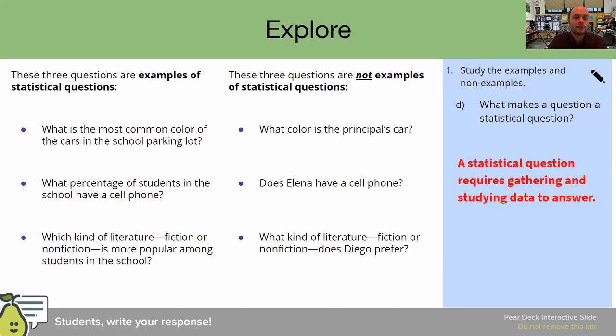Once you start collecting information that is much more broad from a lot more people, from a lot more sources, you are talking about a statistical question. If you're getting data from just one person, one thing, one item, then that is not a statistical question. All right? Okay, hopefully this video has been helpful to you in figuring out what is a statistical question versus what is not a statistical question.